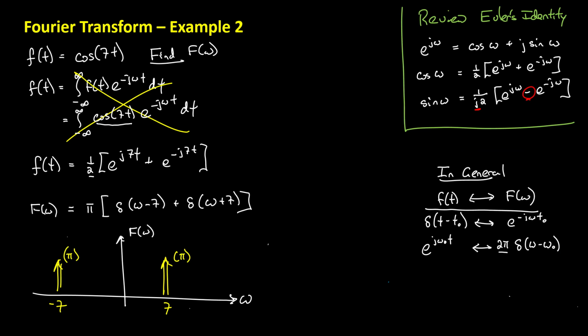And now we've added a new line to our table, and that is that a cosine at a particular frequency has as a Fourier transform this pi times an impulse at both the positive and the negative frequencies.